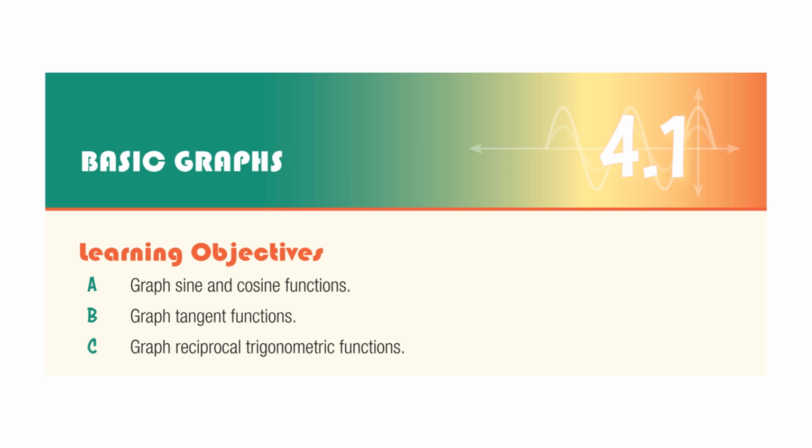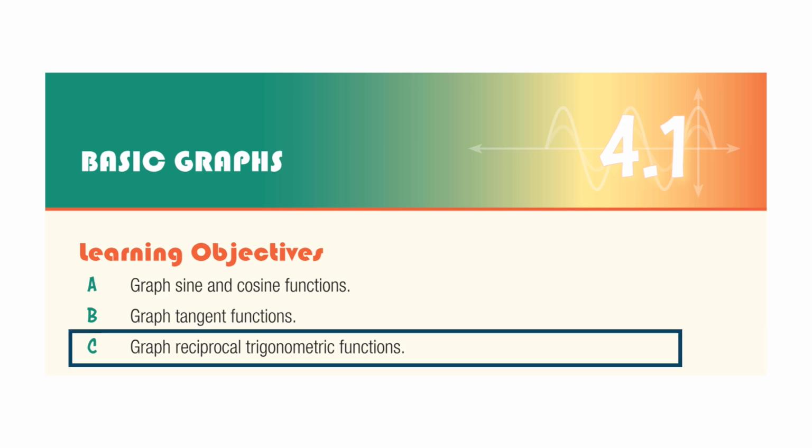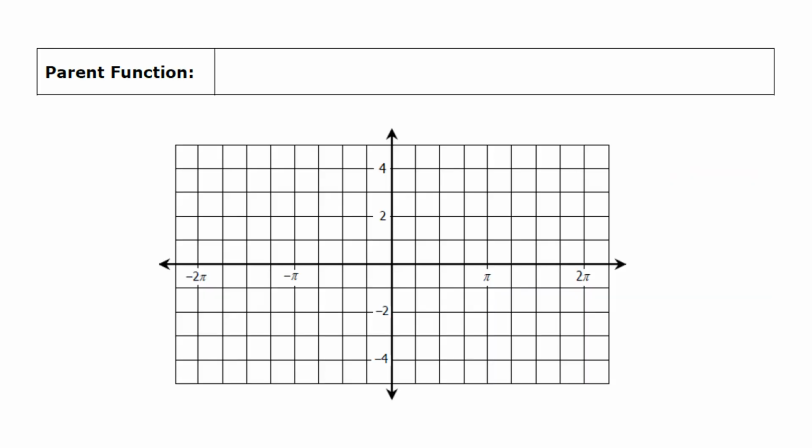Okay. Next objective is to graph reciprocal trigonometric functions. So we are going to graph the reciprocal trigonometric functions of sine, cosine, and tangent. All right, starting off with cosecant. So we have y equals f of x, which equals cosecant x.